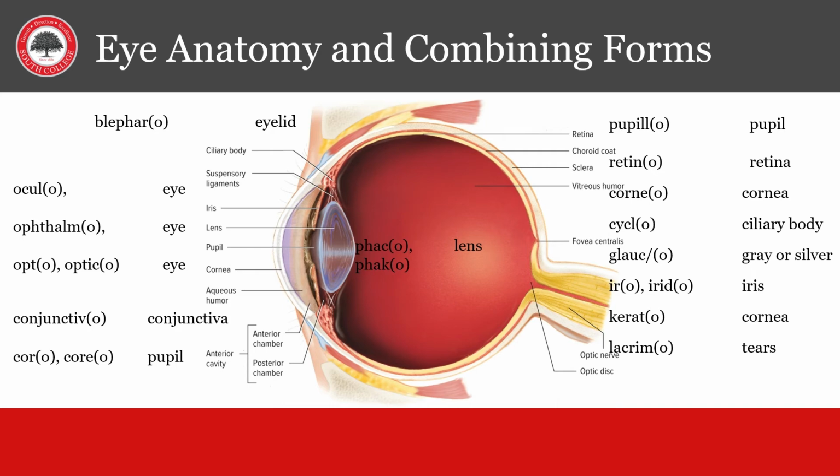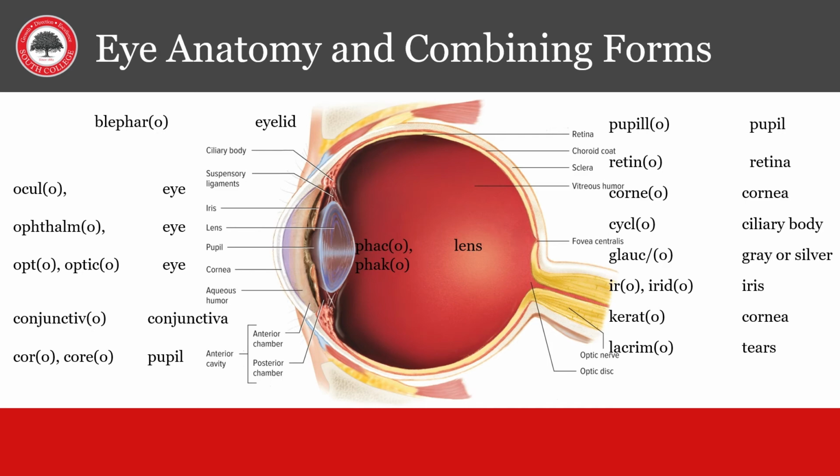Blepharo refers to the eyelid. Oculo, ophthalmo, opto, and optico all refer to the eye. Conjunctivo refers to the conjunctiva. Coro, choreo, pupillo all refer to the pupil. Phaco and phako refer to the lens. Retino refers to the retina.